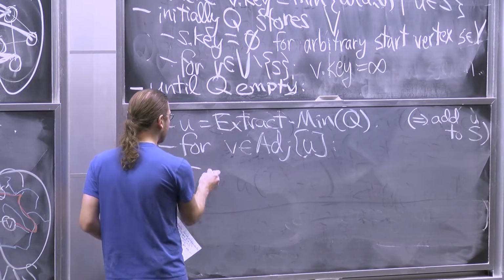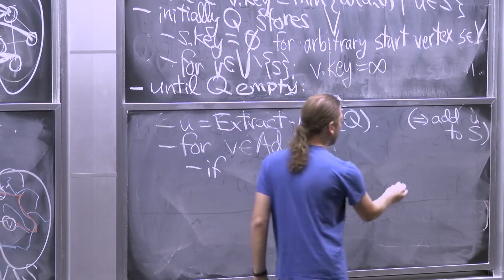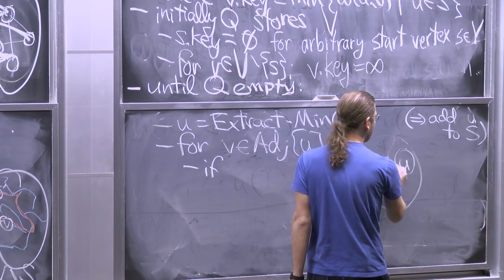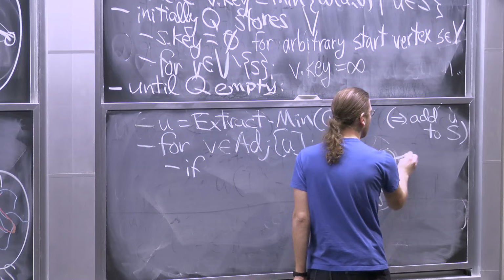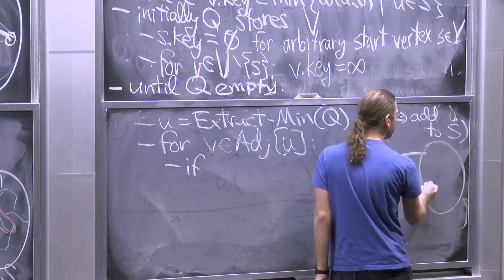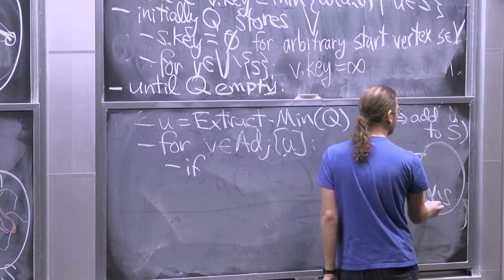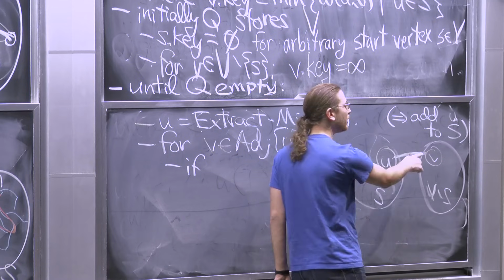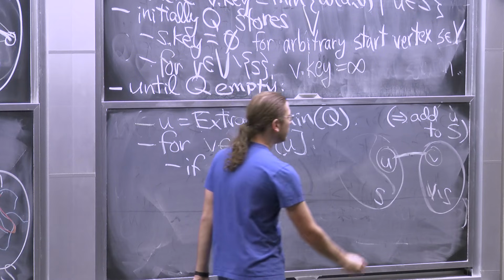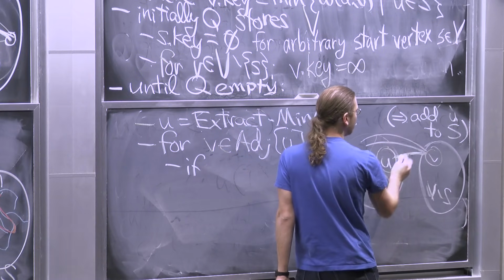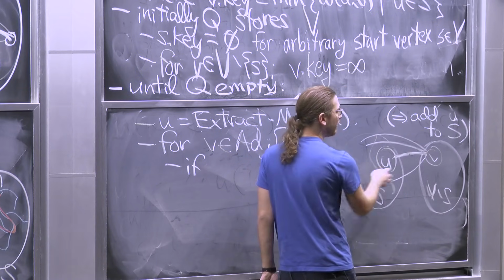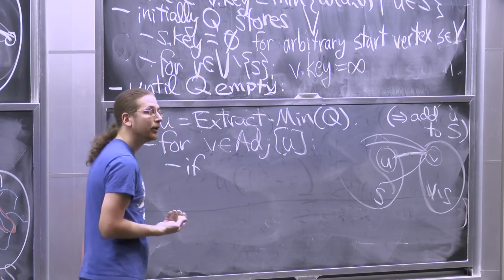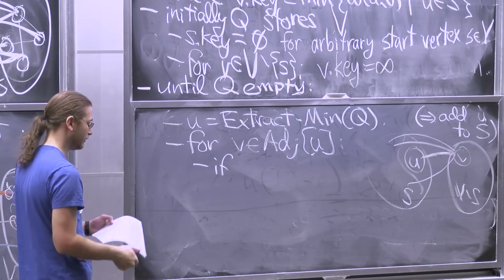So we're looking at U, which has just been added to S. And we're looking at the edges. We want to look at the edges that go to V minus S, only those ones. And then for those vertices V, we need to update their keys, because it used to just count all of these edges that went from the rest of S to V. And now we have a new edge, UV, that V needs to consider, because U just got added to S.